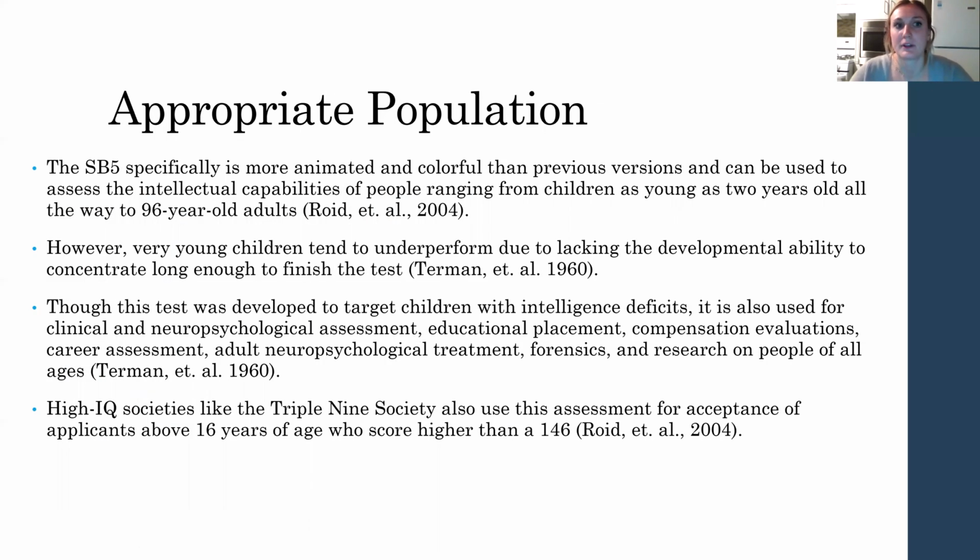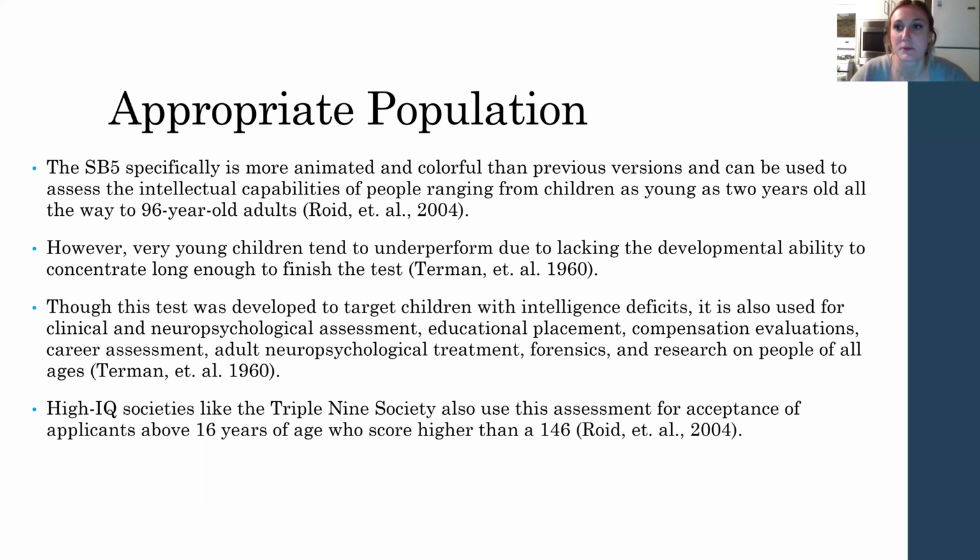For the appropriate population, the SB5 was really designed for children. However, it can be used for any person of any age, especially in older adults as they experience cognitive decline. It can be a helpful tool in assessing level of decline, dementia presence, that sort of thing.